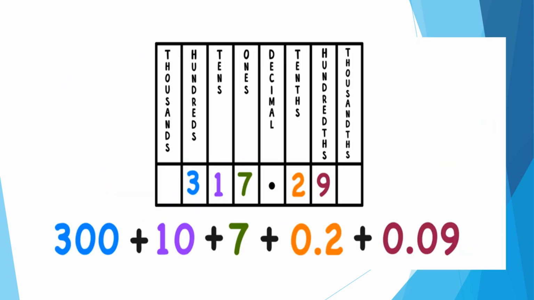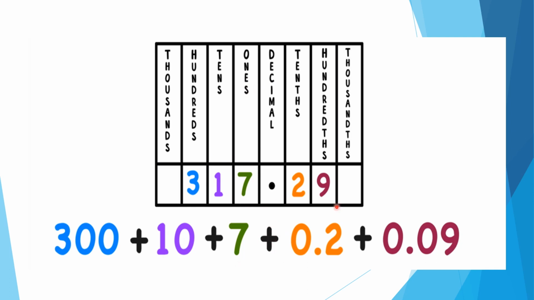This is about how to write the decimal numbers in expanded form. How to write the whole numbers in expanded form, you know. The 3 is in hundreds place, which means this is 300. 1 is in tens place, which means it is 10. And in ones place 7 is there, that means it is 7.